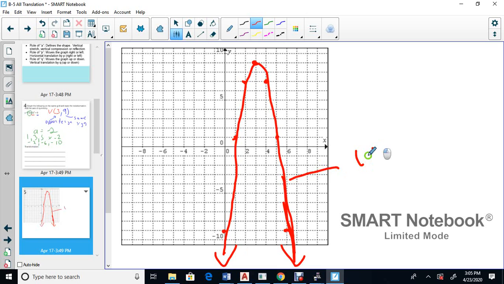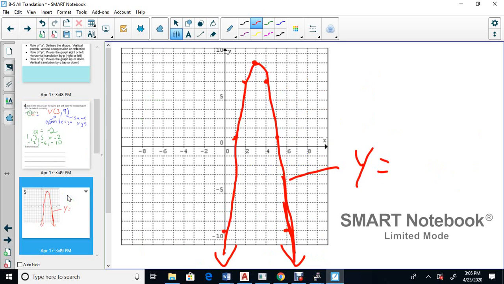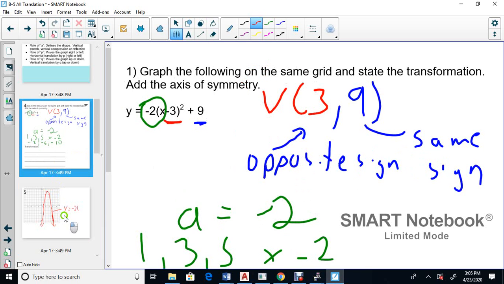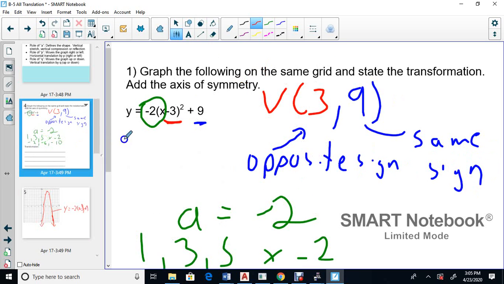But let's just label it y equals, let's see what it is. -2 times (x minus 3) squared plus 9. Okay, let's go back to the transformation.